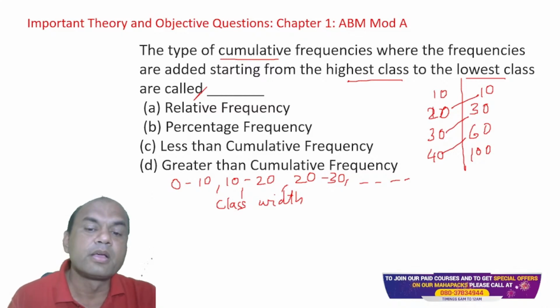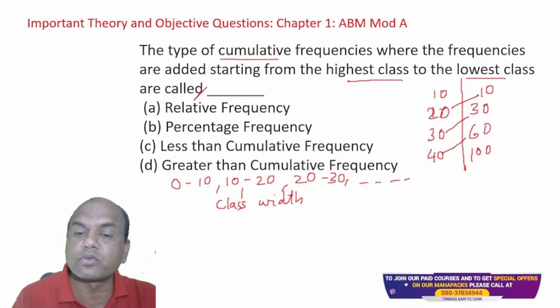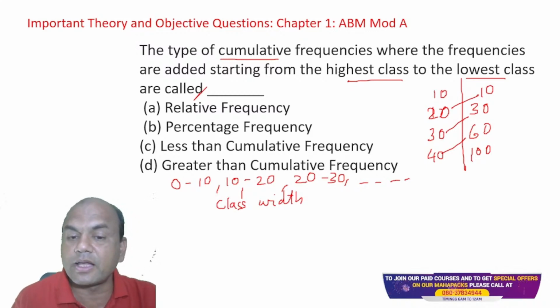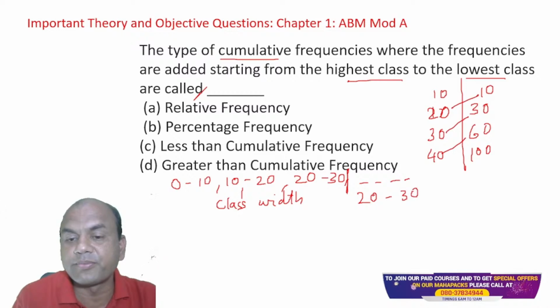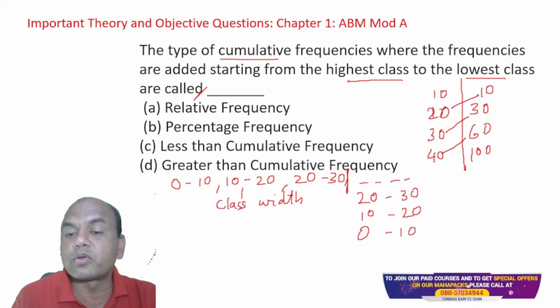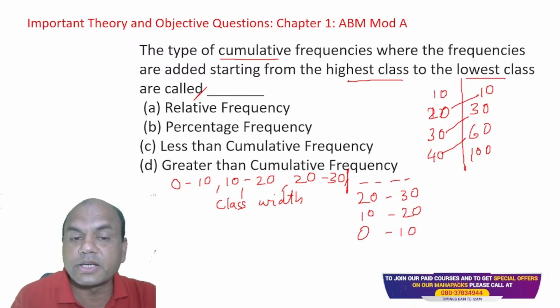Now what is the question? Where the frequencies are added starting from highest class to lowest class. So what will I do? Suppose we take only these three classes up till now: 0 to 10, 10 to 20, 20 to 30. If I want highest to lowest, how will I arrange them? I'll arrange them this way: 20 to 30 first, then 10 to 20 next, 0 to 10 next. So I'm going on the lower side. So this is known as what? Relative frequency, percentage frequency, less than or greater than cumulative frequency.